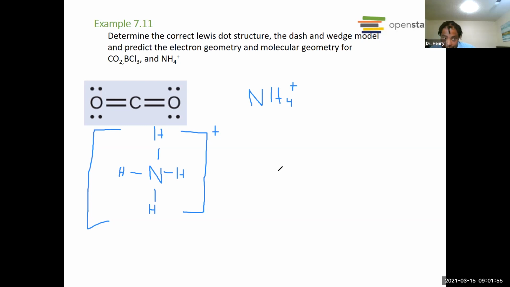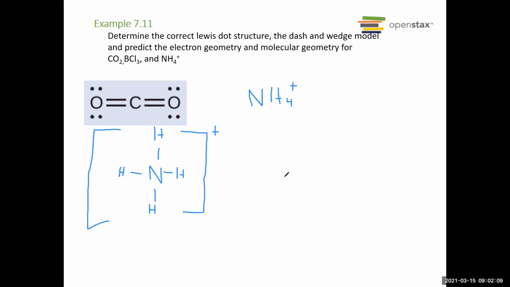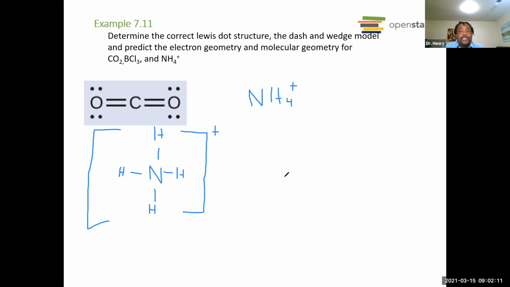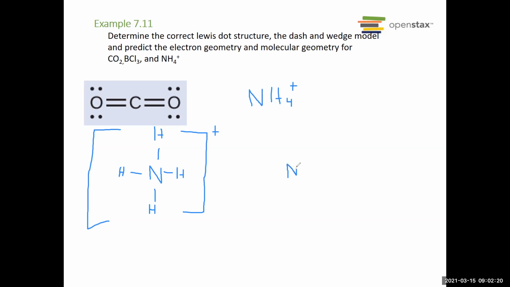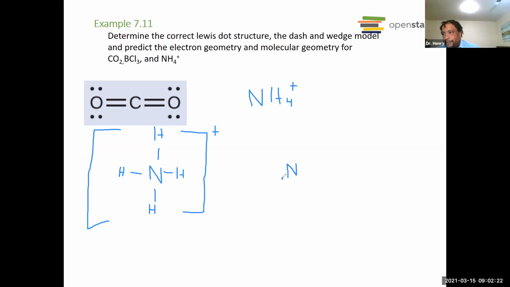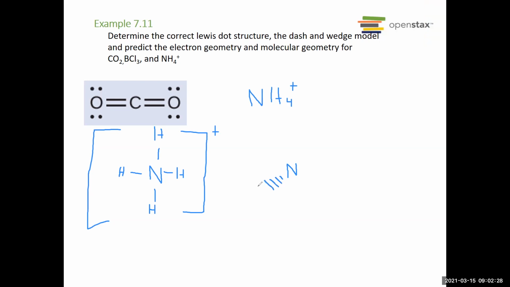Selena? Yep. Wedge dash model? Would you have to do the wedge dash model? Yes, you would in this case, because it is 3-dimensional. So you'd at least have one of the dashed lines, and then you'd have the solid triangle, so you can tell which one goes in front and which one's behind the structure. Okay.